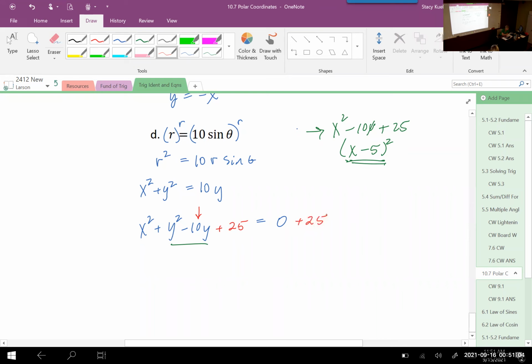So now my y's can be factored, so I have x squared plus the factoring of that perfect square trinomial, which is y minus 5 to the second power, all equal to 25. This is the form you want to see it in.